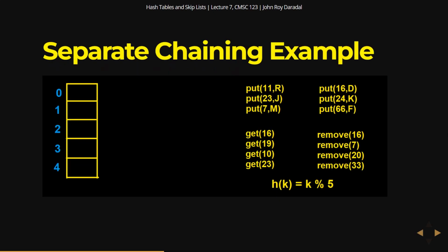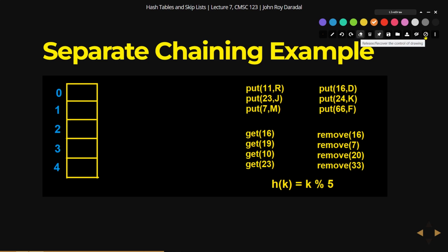So let's take a look at a concrete example to put all of this into action. We have the following method, so we'll do this in order. Our hash function is key modulo 5. So 11R, 11 modulo 5 is 1, right? So we'll put this at index 1. This is the list. This will have 11R, so that's our first entry.